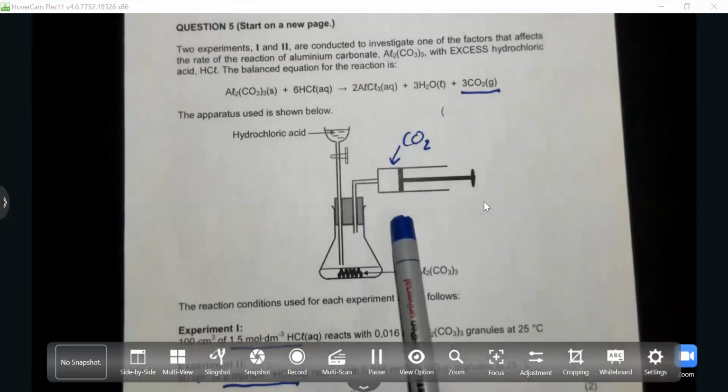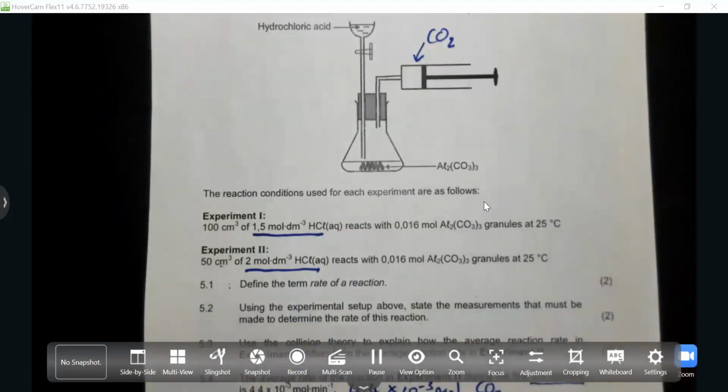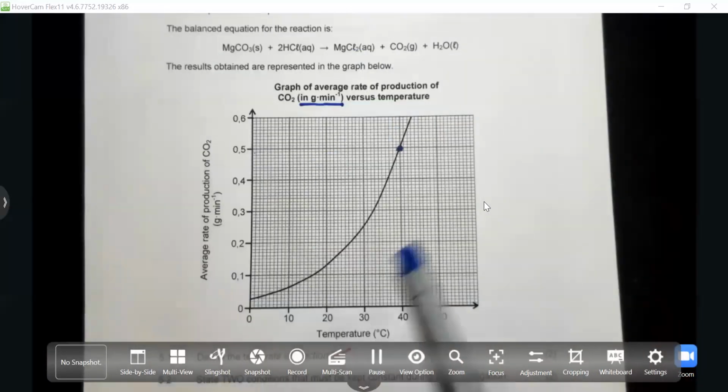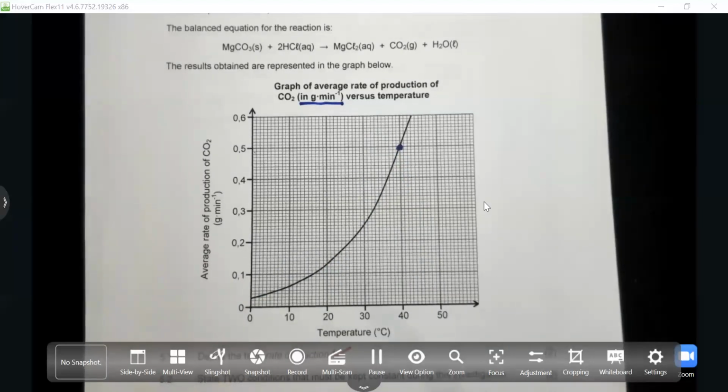Here, they showed us the experimental setup. We had two different experiments that were performed. The experiment was already performed and these are the results that they got. Okay, now let's look at the questions.